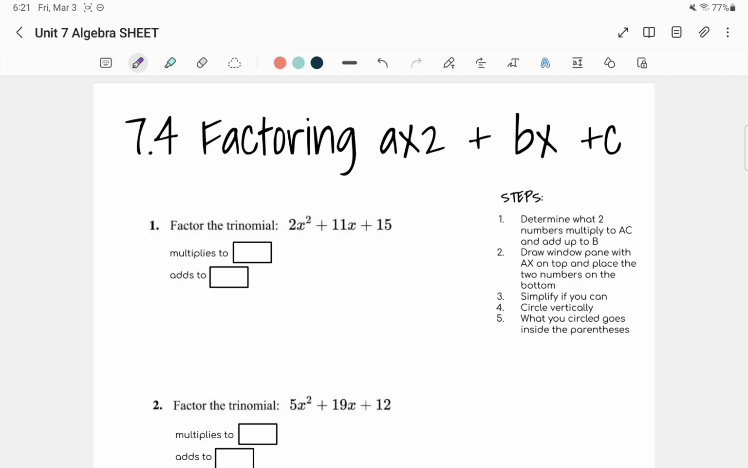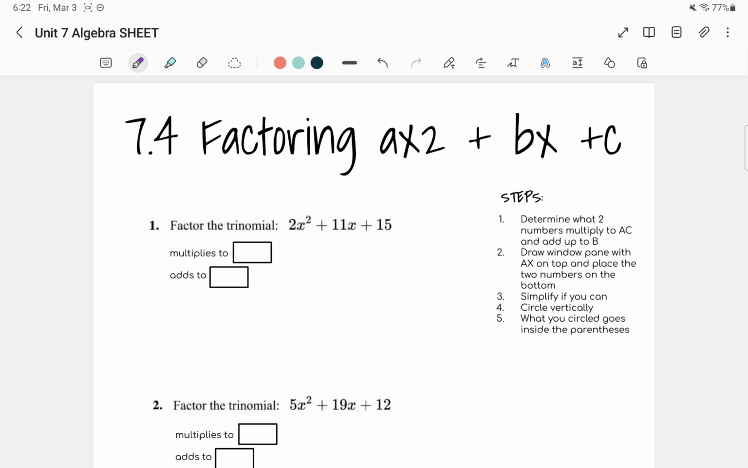ax² + bx + c. We are still factoring, except this lesson we are going to have a number in front of the x squared instead of it just being x squared. So last time it was just x squared, and then there was a number for b and c. Now there's going to be a number for a. So it's going to be slightly different, but we're still using the same concept of figuring out what multiplies to c and what adds to b.